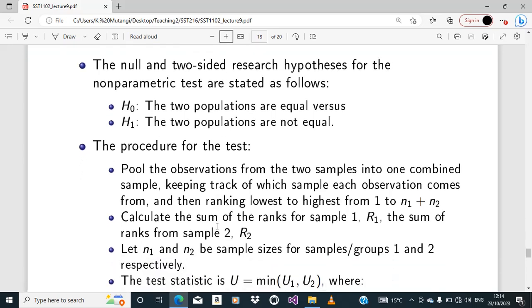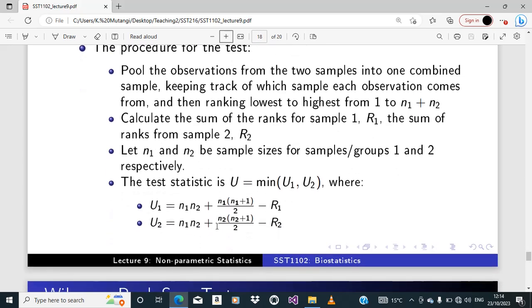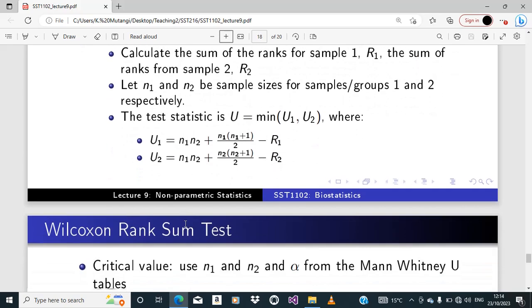You pool observations together again as before, and then assign them ranks. In this case, there are only 2 groups, rank 1 and rank 2. Then N1 is the number of observations in sample 1, and N2 the number of observations in sample 2 or group 2. You then calculate the test statistic, which is U. U is the minimum of U1 and U2, where U1 is N1 times N2, plus N1 times N1 plus 1 over 2, minus R1. The same applies to U2.